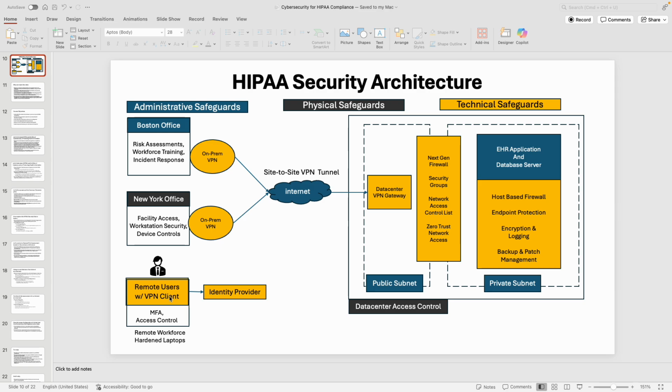Let's assume that this organization is providing telemedicine services, so it needs its doctors to be able to access the information that's sitting in that EHR application or database server. So one of the things that we're going to do, just starting from left to right here, is take a look at how some of the administrative and physical safeguards will be applied, as well as the technical safeguards.